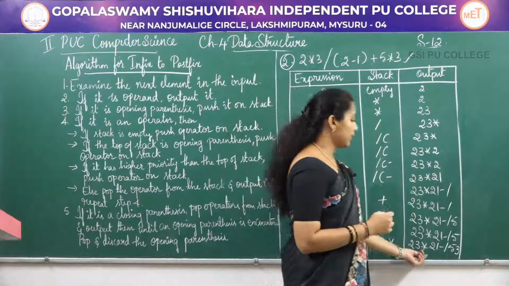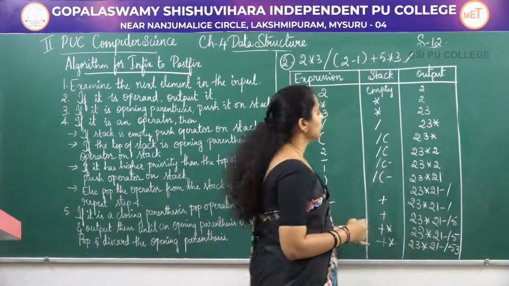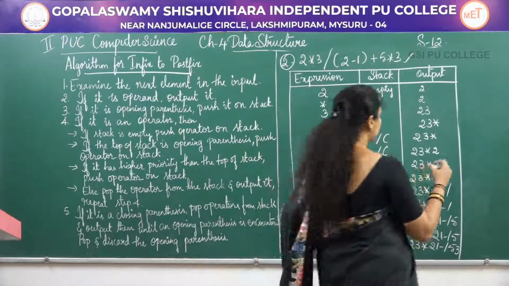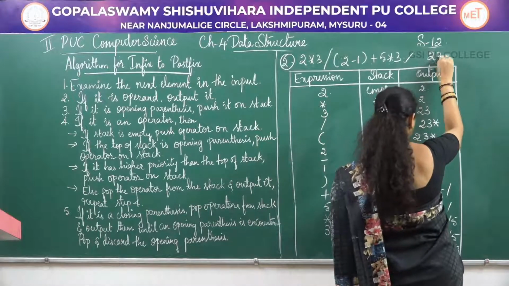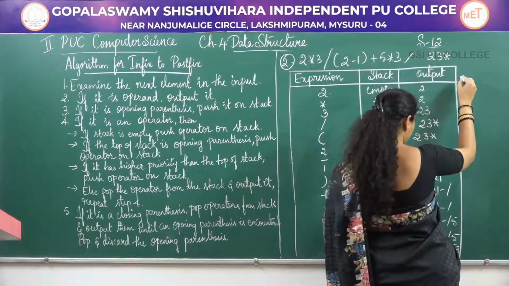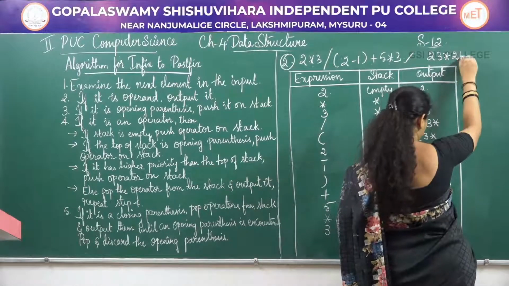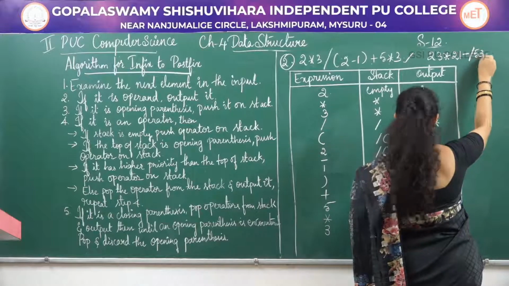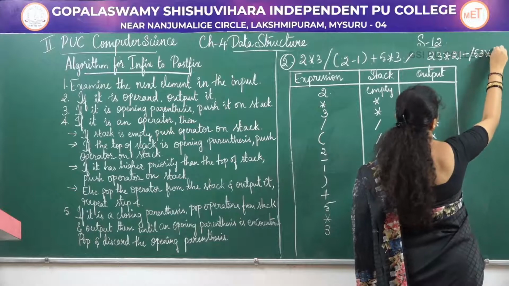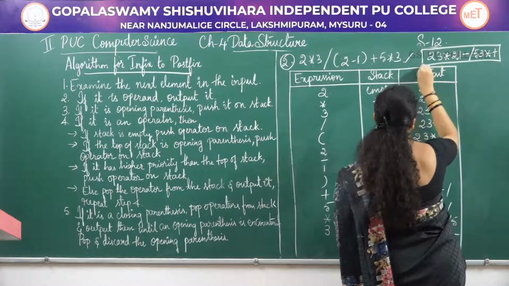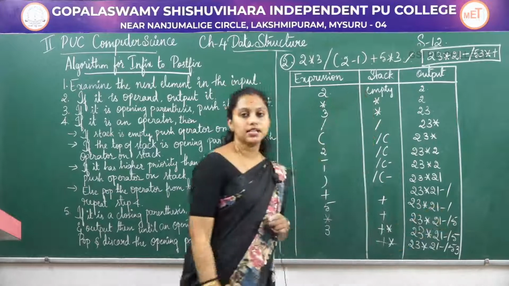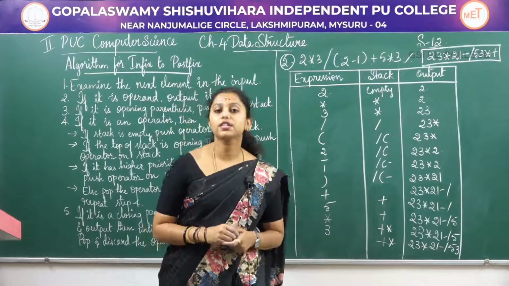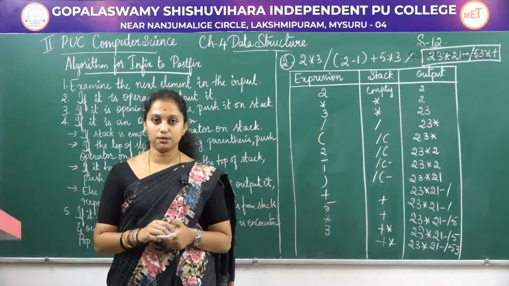Here we don't have any more inputs. So we are going to pop out all the operators from the stack. The output will be 2, 3, multiplication symbol, 2, 1, minus, division symbol, 5, 3, star, plus. This will be the output of this infix expression. This is how we convert from infix expression to postfix expression.